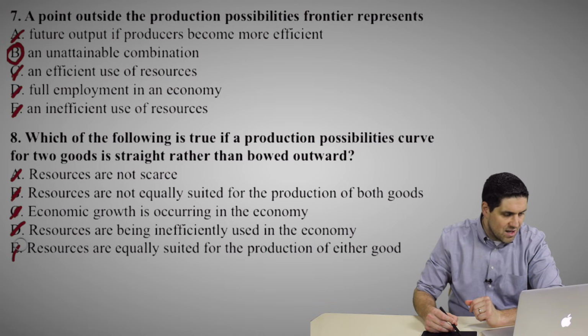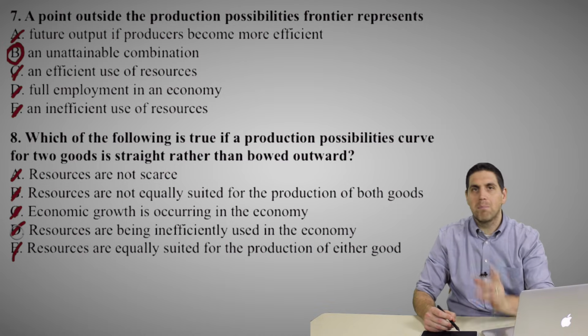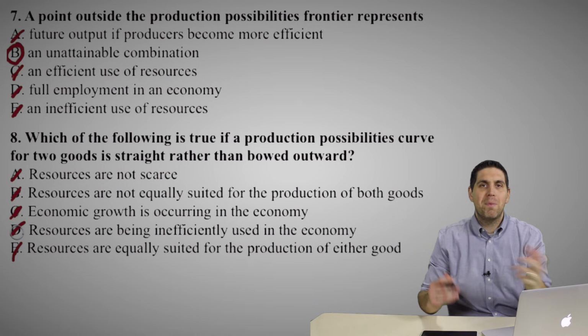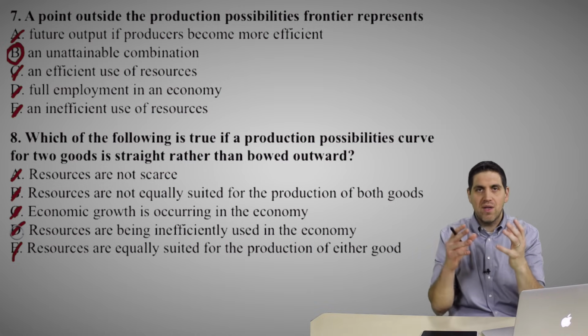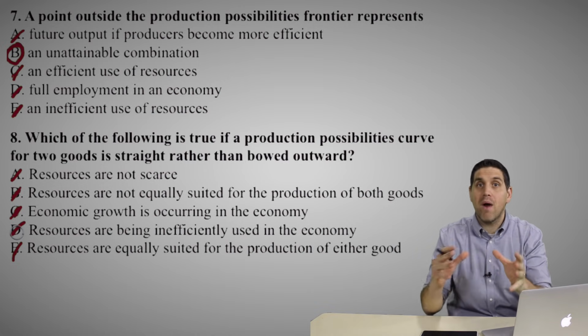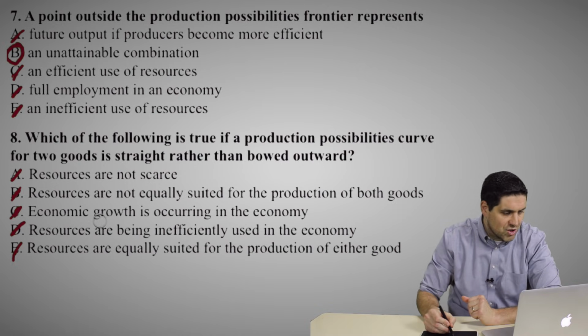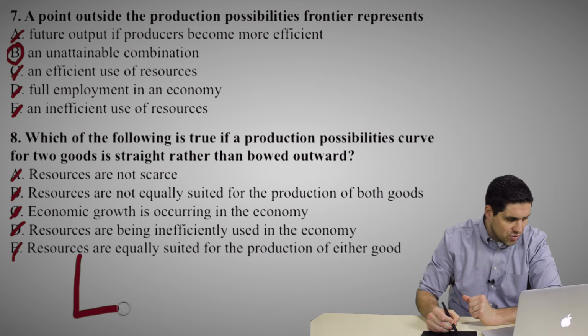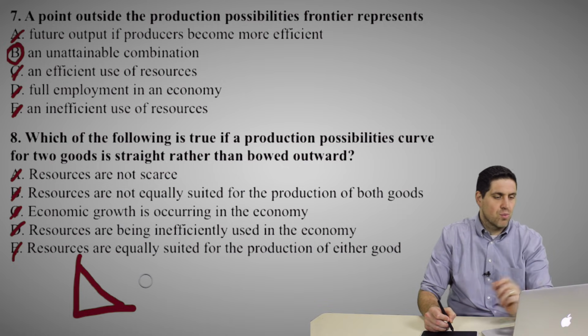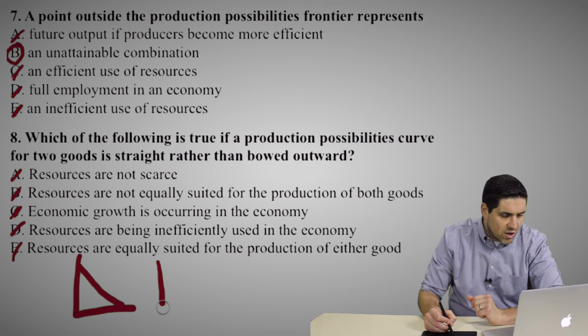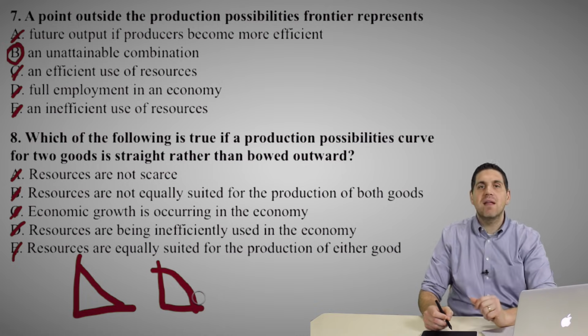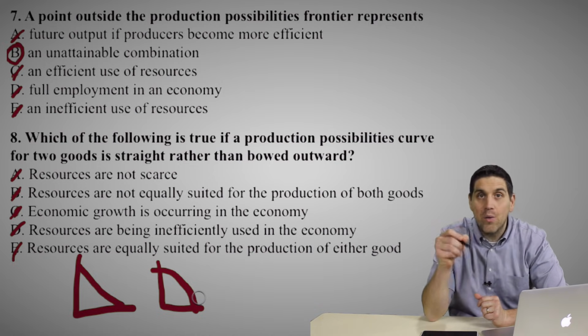So we said in the video, if you're producing bicycles and tricycles or pizzas and calzones, if two products are easy to produce with similar resources, you're going to get a straight line production possibilities curve. Remember the concept, I'll draw it down here. A production possibilities curve that's a straight line means resources are equally suited. If the curve is bowed out like this, that means that resources are not equally suited.